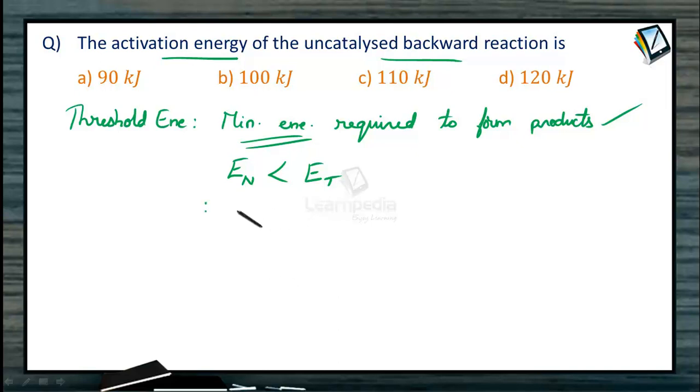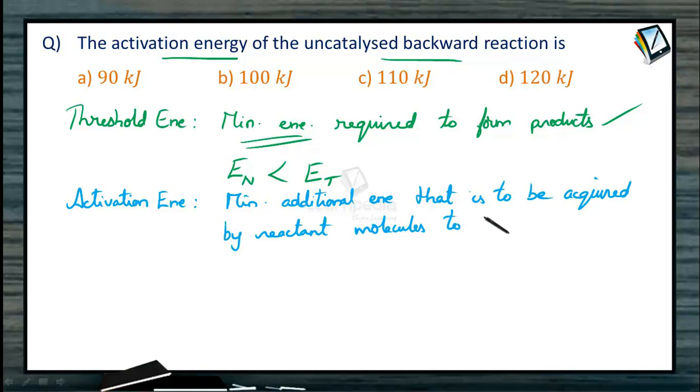So the reactant molecules should acquire some additional amount of energy so that their energy now becomes equal to the threshold energy, and that is called activation energy. And what is this activation energy? It is the minimum additional amount of energy that is to be acquired by the reactant molecules in order to form products. As under the normal conditions, the energy of the reactants is less than the threshold energy, they can't form products. So by some means, they need to acquire some additional amount of energy so that their energy now becomes equal to threshold energy, and then only products can be formed.